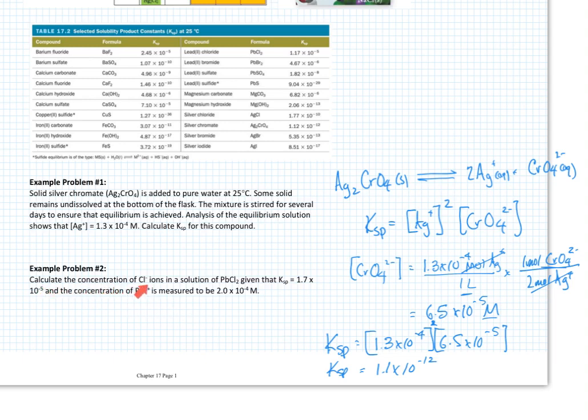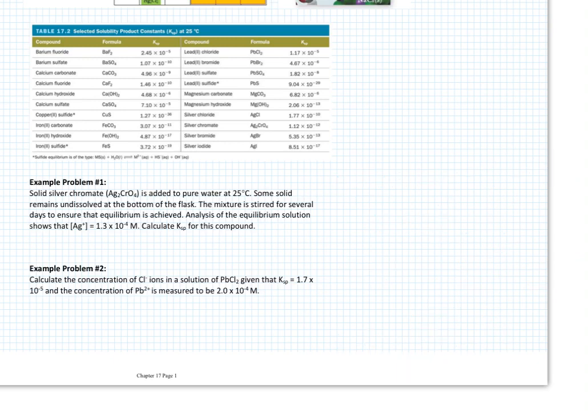Calculate the concentration of chloride ions in a solution of lead chloride, given that KSP equals 1.7 times 10 to the minus 5, and the concentration of lead is measured to be 2 times 10 to the minus 4. All right, so this one we want to find just the chloride ions, and we're given KSP, and we're also given the concentration of lead. So this might be a good time to stop your video and see if you can figure out how to do this problem without me walking through it, and I'll be back in a second to show us how to solve it.